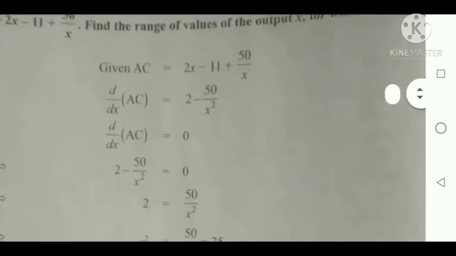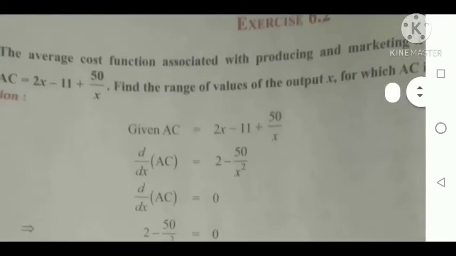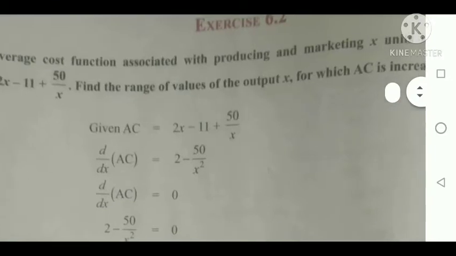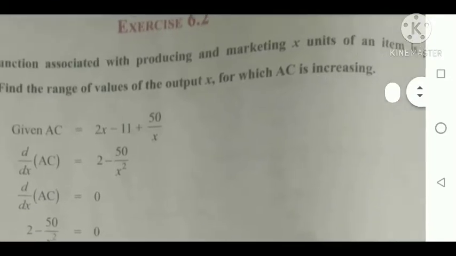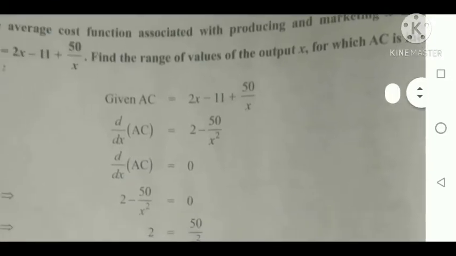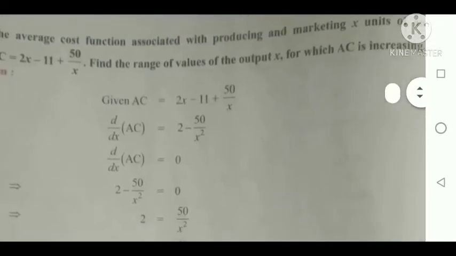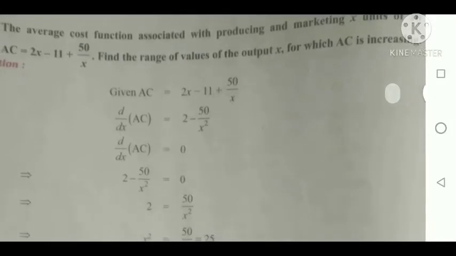In the question it is given that the average cost function associated with producing and marketing x units of an item is given as AC equal to 2x minus 11 plus 50 by x. Find the range of values of the output x for which AC is increasing. This is the question. Here it is given that AC equal to 2x minus 11 plus 50 by x.